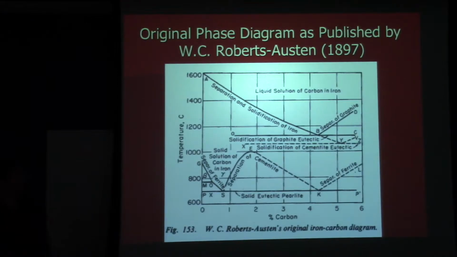Anyway, so this fella, Austin, published the first iron-carbon phase diagram. And we can see that it's not identical at all to what we have today, but it's sort of generally there. And we're going to talk a bit more about that.